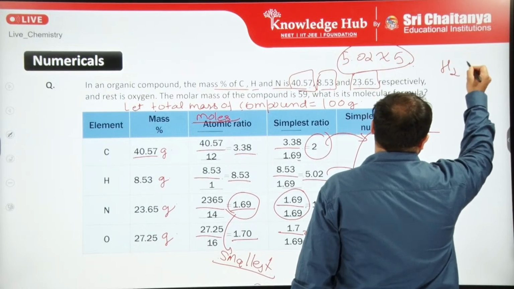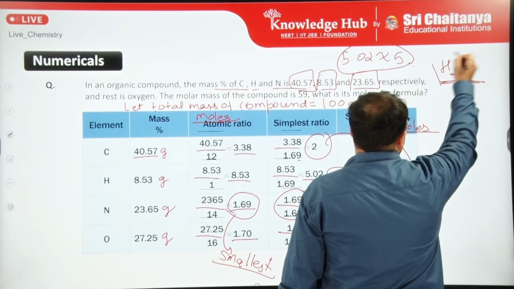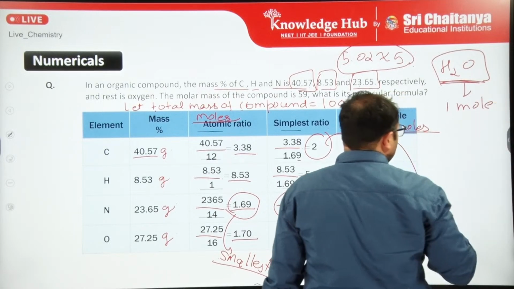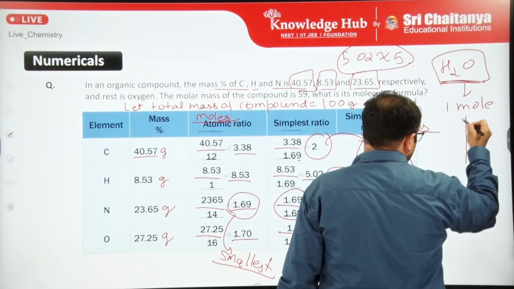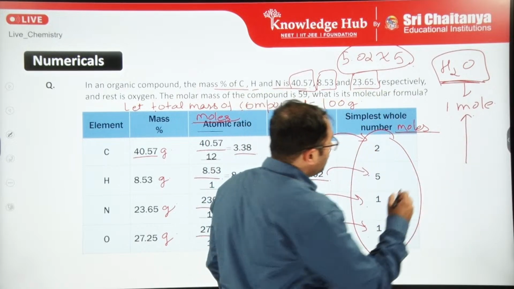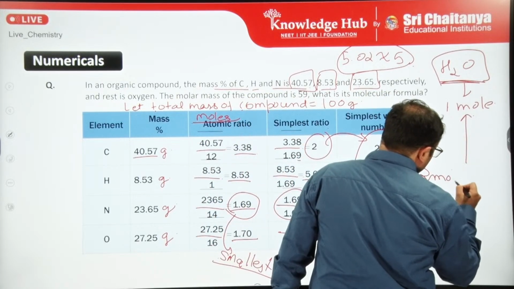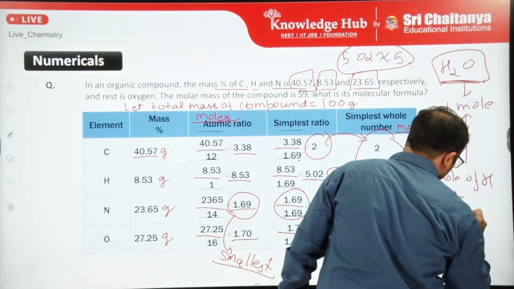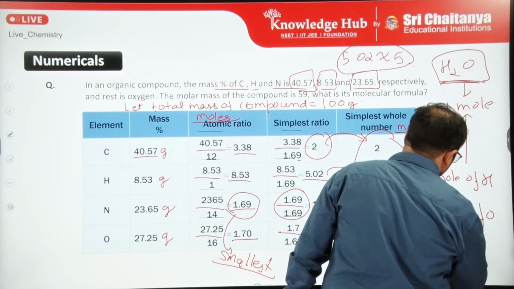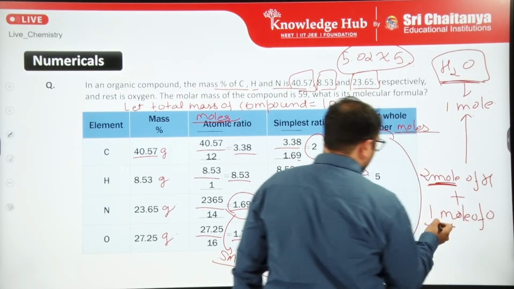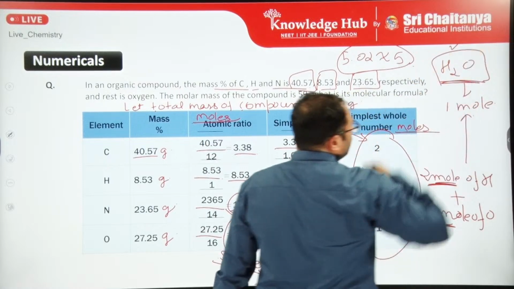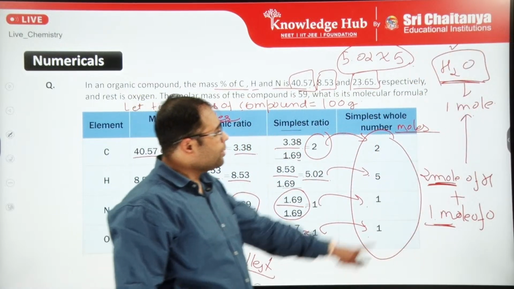If you have H2O, it simply means that 1 mole of H2O can be made from 2 moles of H plus 1 mole of O, right? So this is a 2:1 molar ratio, which is the same as the ratio of atoms in the complete compound.